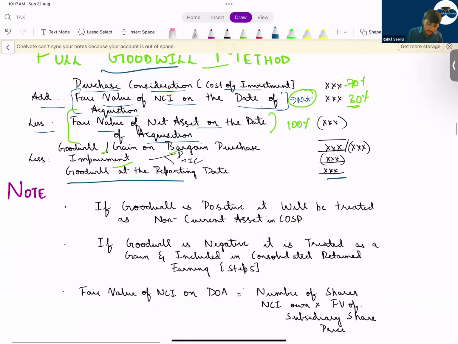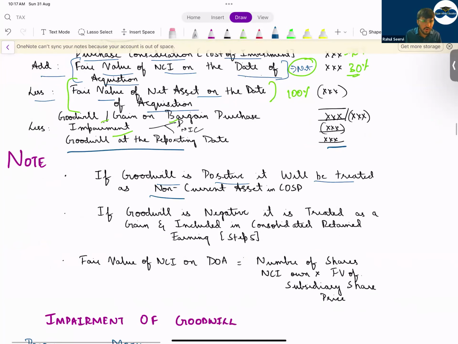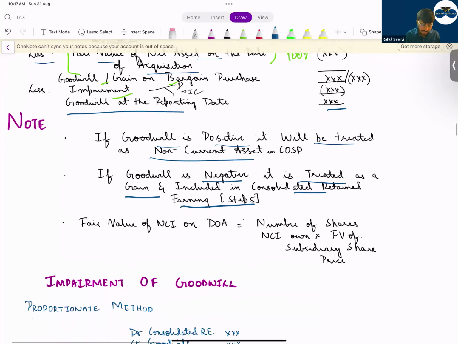Then note, if goodwill is positive, it should be treated as a non-current asset. If goodwill is negative, it is treated as a gain and included in the consolidated retained earnings. It is normal income recorded in the P&L, under the operating category.